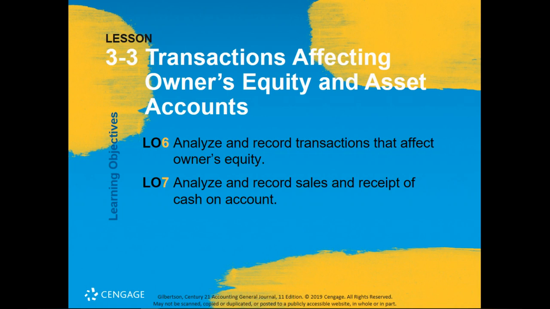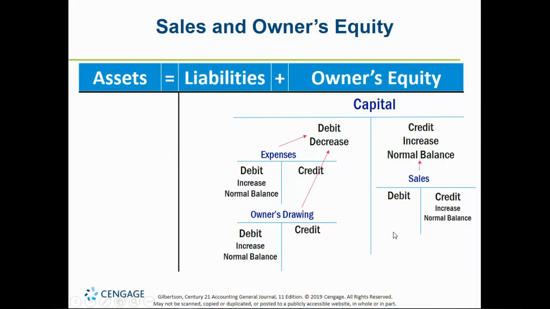Lesson 3.3 talks about transactions that affect the owner's equity account. And before we review how to record those, I wanted to go over how things are affected by owner's equity. So if you remember, we have capital as our main account. Capital is the account where the owner puts money into the business, and the balance in capital belongs to the owner.